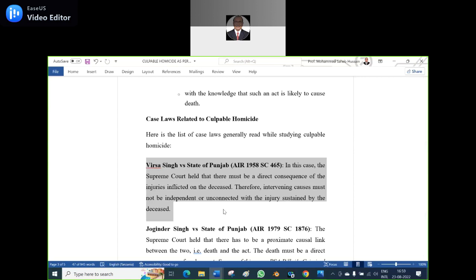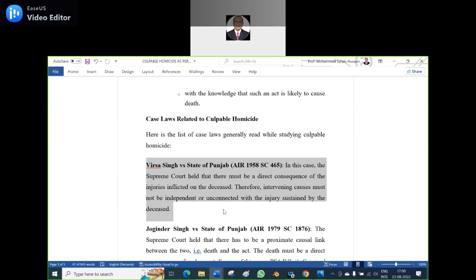At the time of shooting at the bush, he doesn't know that Z is behind the bush. So it is indirect, and there is no direct consequence there. Therefore, the intervening cause must not be independent or unconnected with the injury sustained by the deceased. So here they made it clear: unconnected with the injury sustained by the deceased. The act would be unconnected, but it has happened over there. In that instance, we will say it will be culpable homicide.